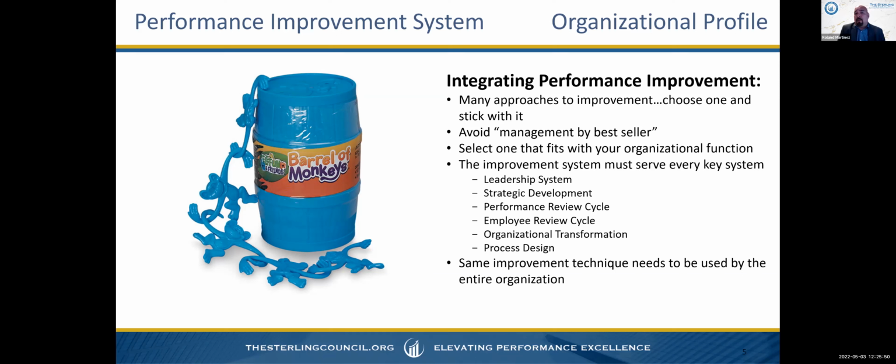Now, I said before that there are many approaches, right? And they're all really good. You just need to pick one and stick with it. That consistency is going to provide you what you need to improve in your organization. If you're doing what a lot of folks do, which is to look at the New York Times bestseller list and start to pick systems from there and implement them all the time, you're going to get fits and starts and improvements. So you want to try to avoid that management by bestseller.